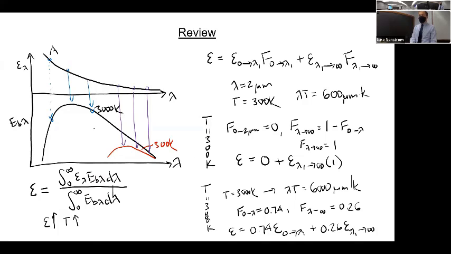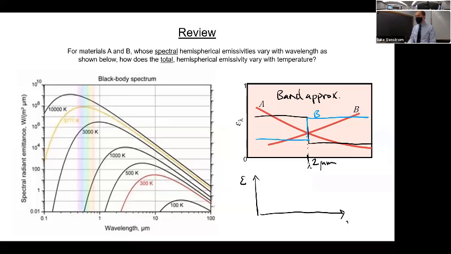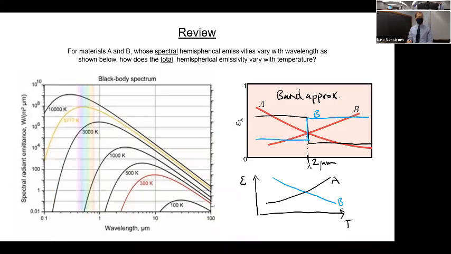So we conclude the same thing, right? The trend of the total hemispherical emissivity, if we made a little plot of epsilon, no sub lambda, as a function of T: as the temperature goes up, this should go up for material A, but it should go down for material B. Yeah, makes sense. Do you see how that happens?